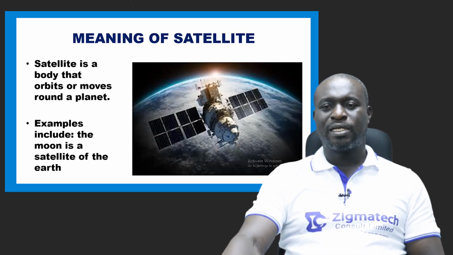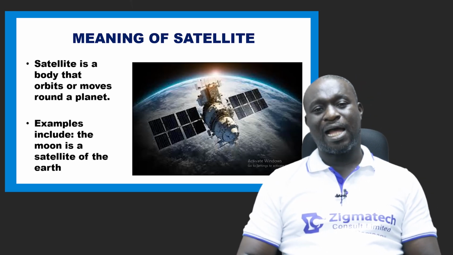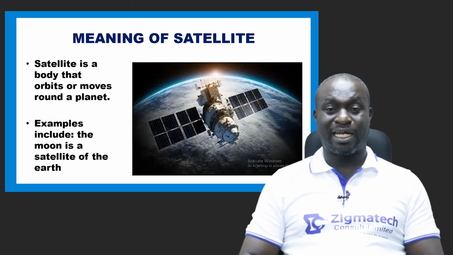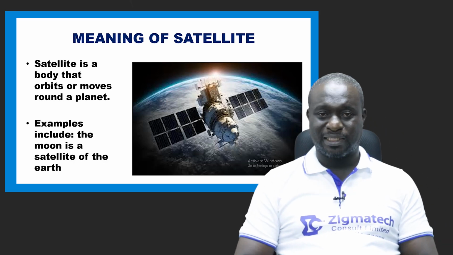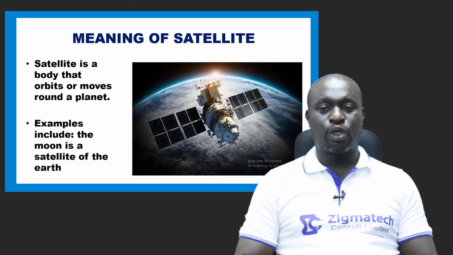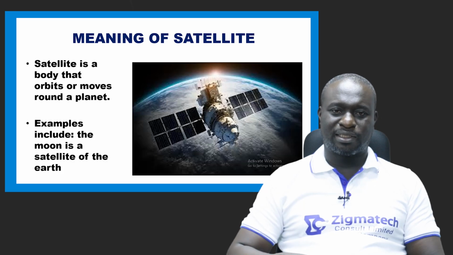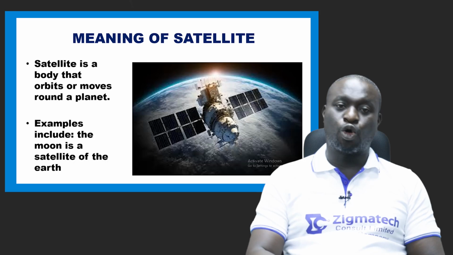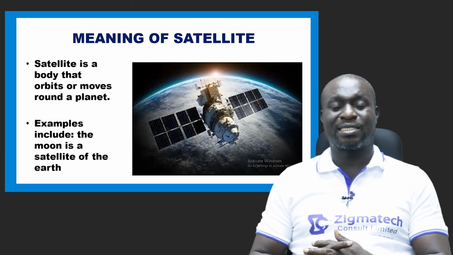All right? Now, moving ahead, we are done with gravitation and weightlessness. Let's quickly look at the meaning of satellite. So what is a satellite? Now, a satellite is a body that orbits, that is, moves round a planet. Any object or body that moves round a planet is referred to as a satellite.